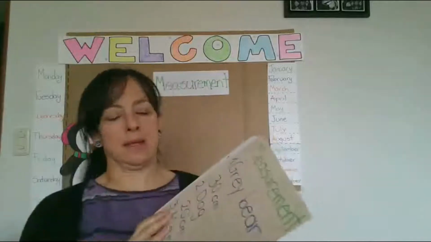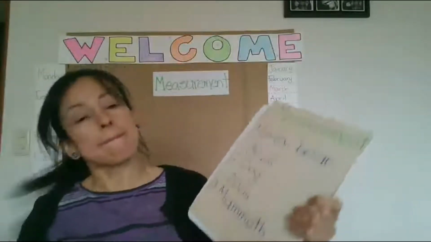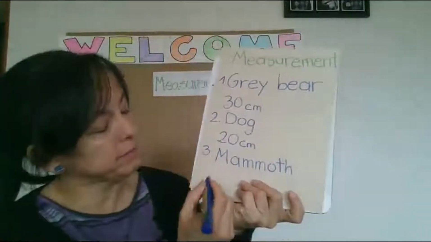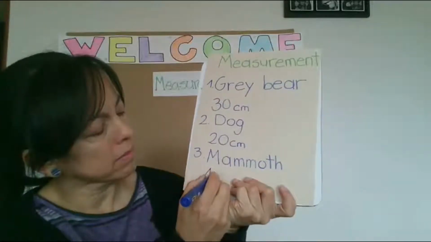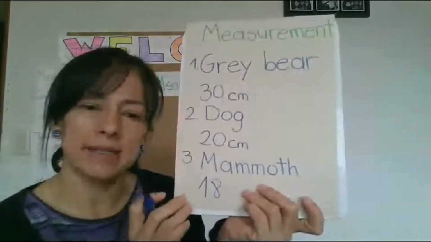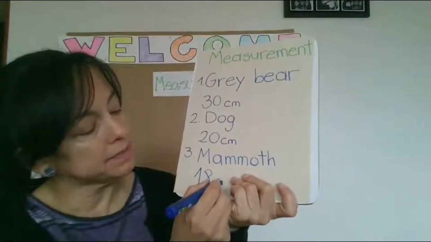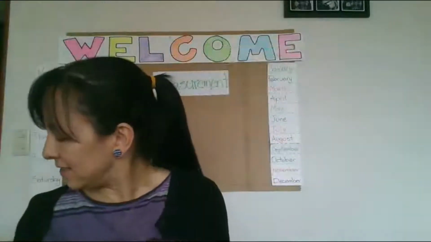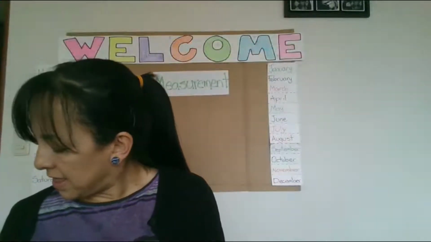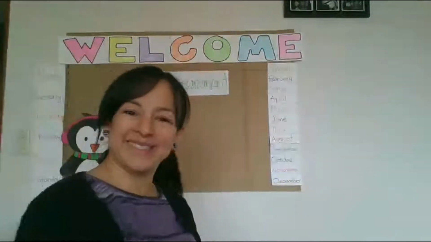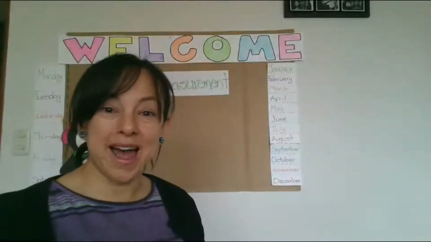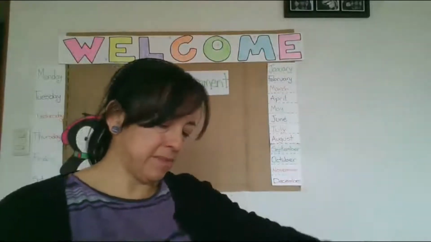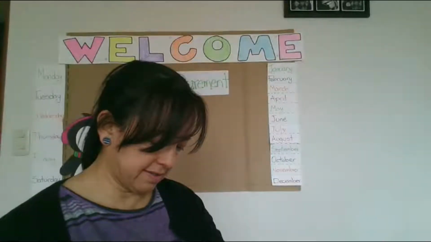18. So under the mammoth, we are going to write 18 centimeters. Excellent. Okay, now we have the last one. What is the last one? The little brown bear, right? I'm going to put a piece of paper here to finish the activity.